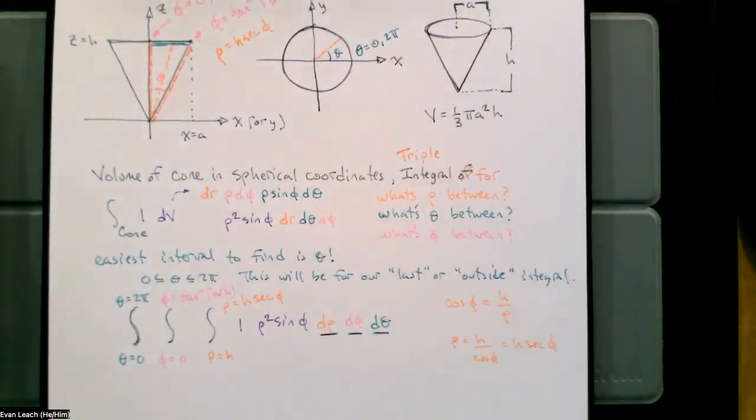Since rho is being written as a function of phi, the d rho will have to go before the d phi, but the d phi and the d theta can go in whatever order they want. So I guess I could have put d theta first, d rho second, and d phi third. I guess I could do d rho, d theta, and d phi, or I could do this one that we did.